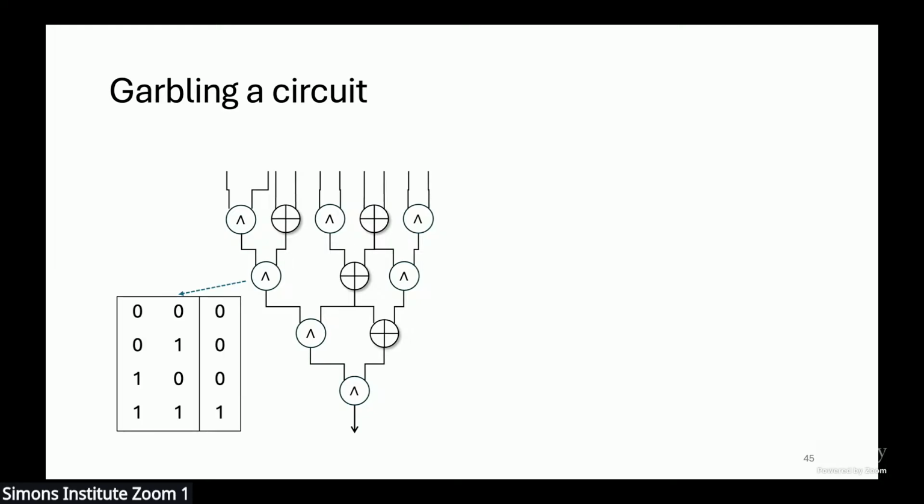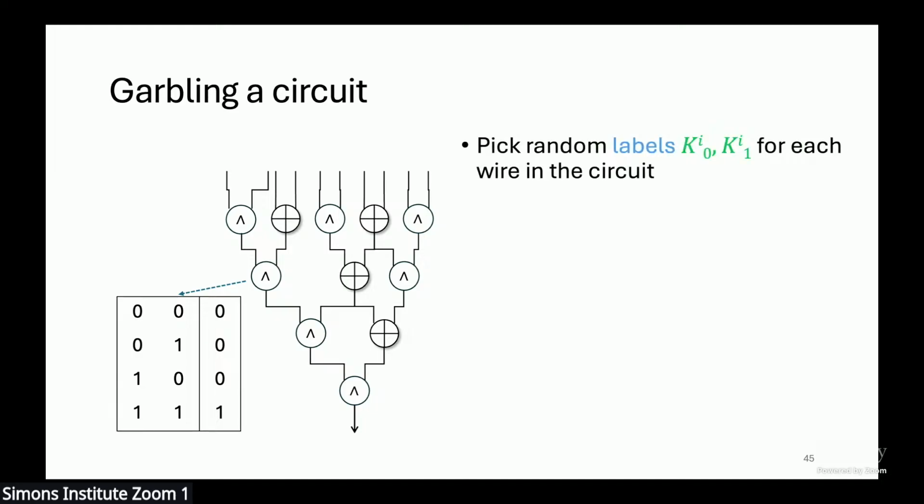So we have a Boolean circuit here. Garbling is usually presented for Boolean circuits. For any gate in the circuit, say an AND gate here, you can look at the truth table of the gate as a table of ones and zeros. To garble this circuit, instead of thinking of ones and zeros in the circuit, we will think of random labels assigned to each wire of the circuit, where each label is now some cryptographic key.